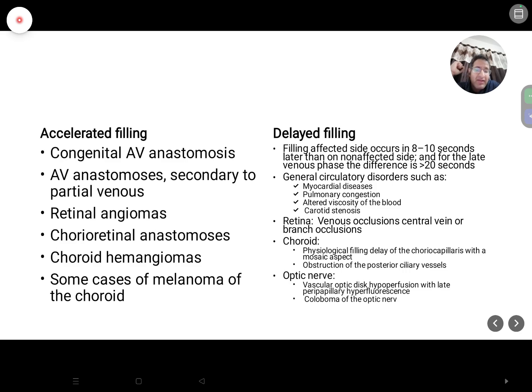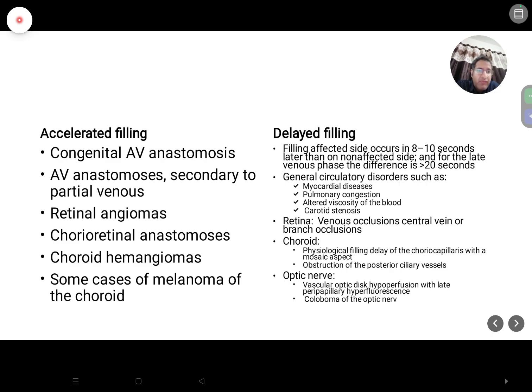In the retina, delayed filling happens whenever there is a venous occlusion, like central vein or branch vein occlusion. In the choroid, delayed filling happens with a physiological filling delay of the choriocapillaries because of the mosaic aspect. In the choroid, we have the structure of the choriocapillaries, which fill in a pyramidal form. So there is always a physiological delay of around 1 second because of the mosaic aspect of these pyramids. Delayed filling also occurs in the choroid if there is an obstruction of the posterior ciliary vessels.